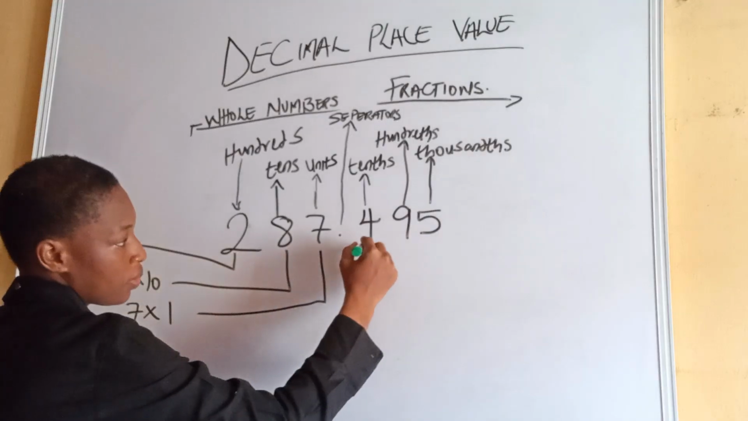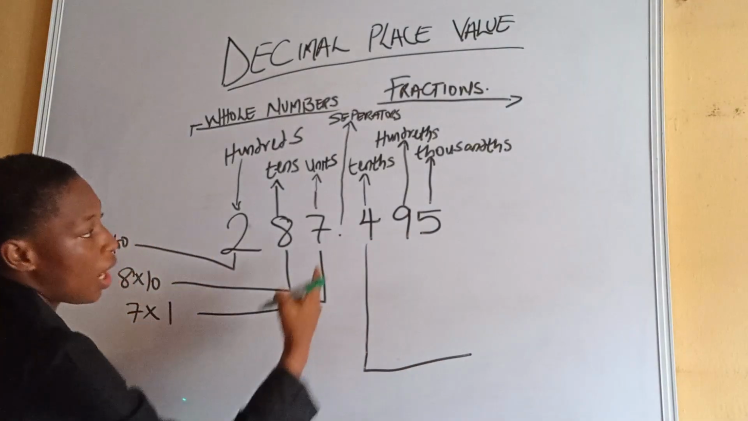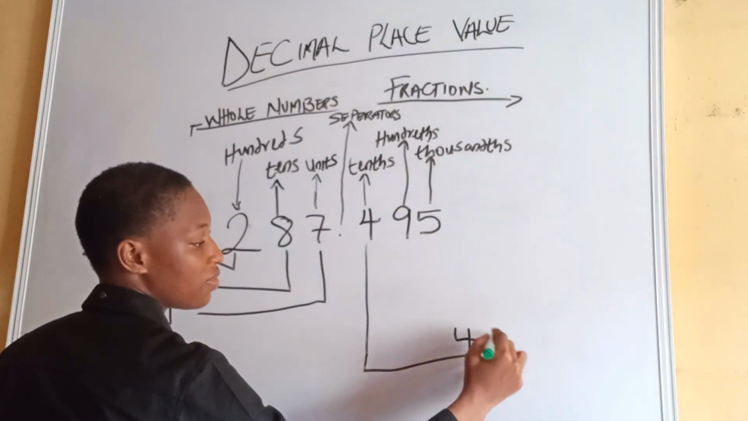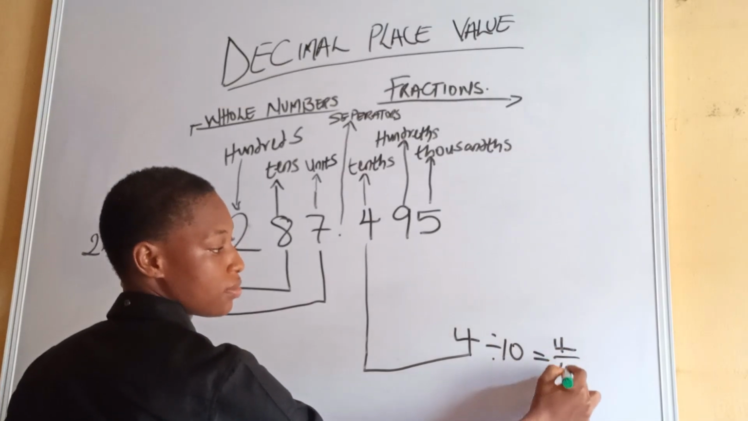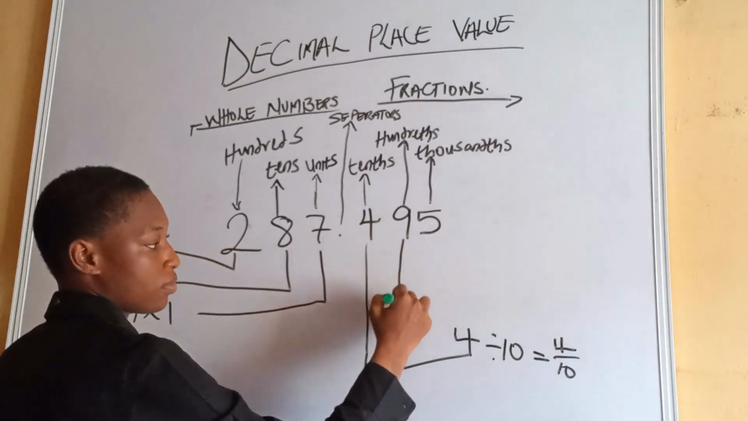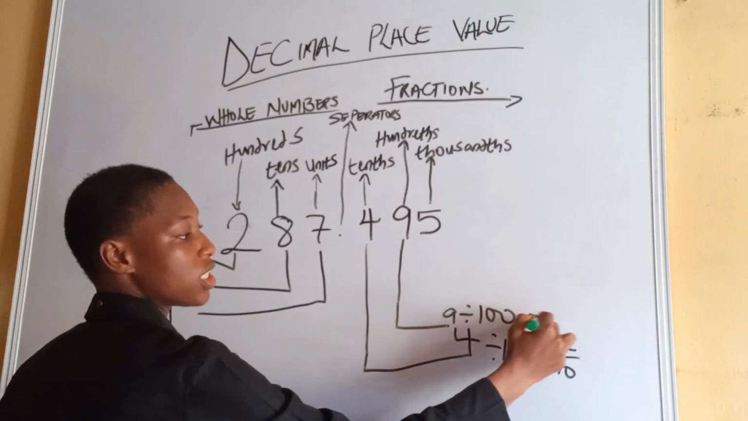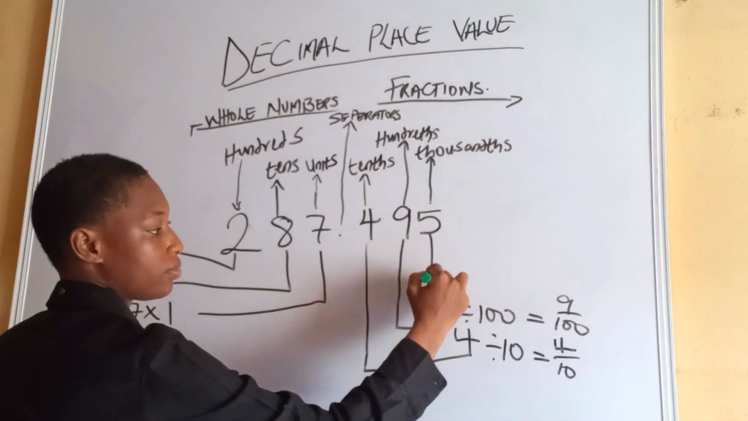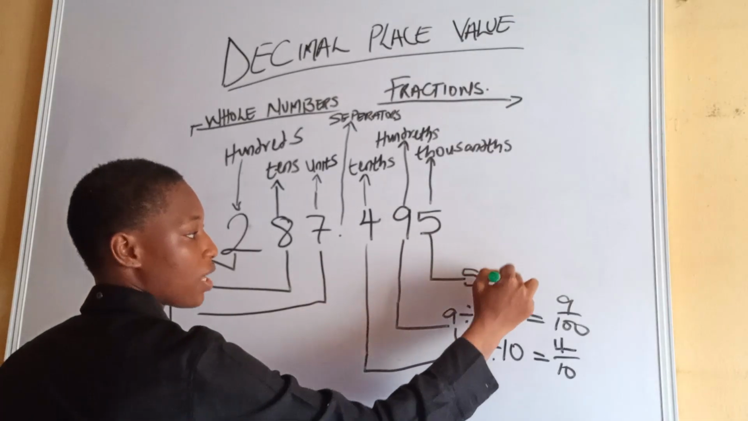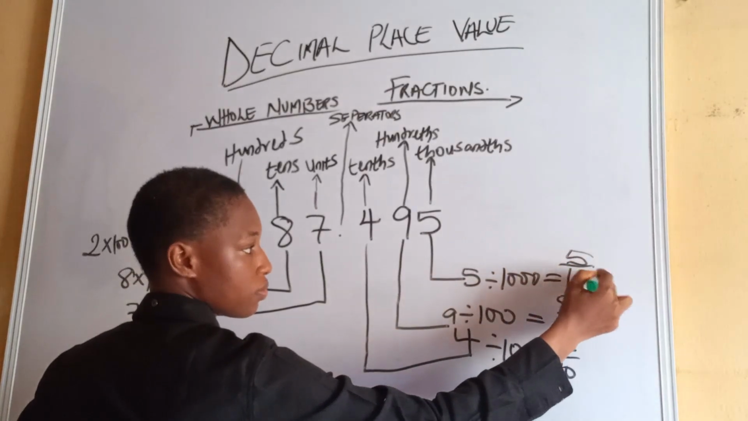decimal part, down here you have 4 divided by 10. So it's giving 4 over 10. You have here 9 divided by 100, which will give you 9 all over 100. You have 5 divided by 1000, which will give you 5 all over 1000.